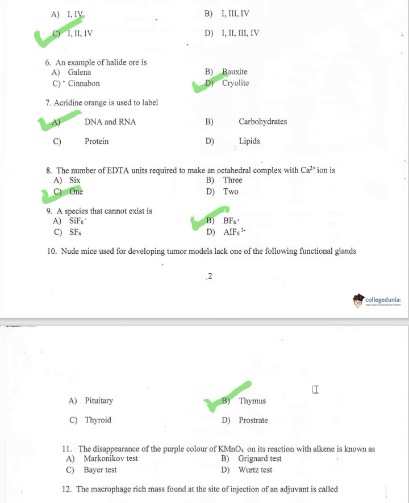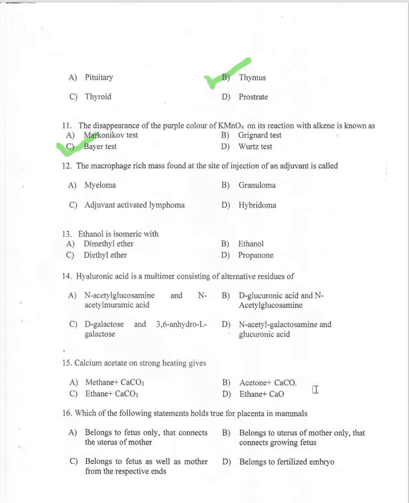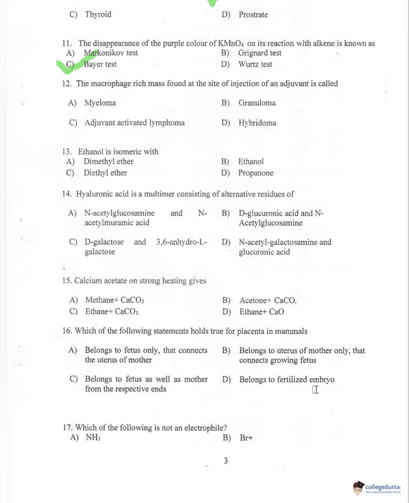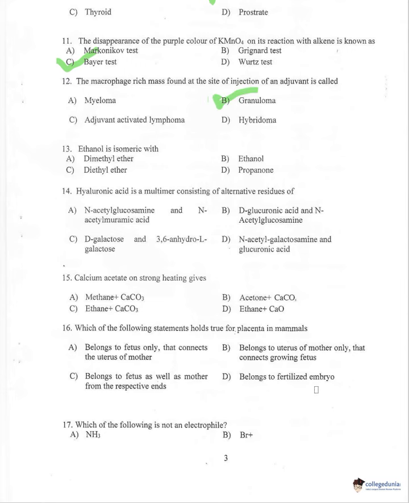Question number 11. The disappearance of the purple color of KMnO4 on its reaction with an alkene is known as: A. Markovnikov test, B. Grignard test, C. Baeyer test, and D. Wurtz test. The correct one is C, the Baeyer test. Question number 12. The macrophage-rich mass found at the site of injection of adjuvant is called: A. Myeloma, B. Granuloma, C. Adjuvant activated lymphoma, and D. Hybridoma. The correct one is B, granuloma.